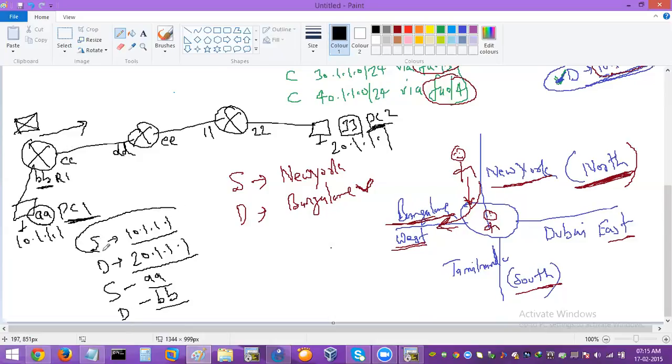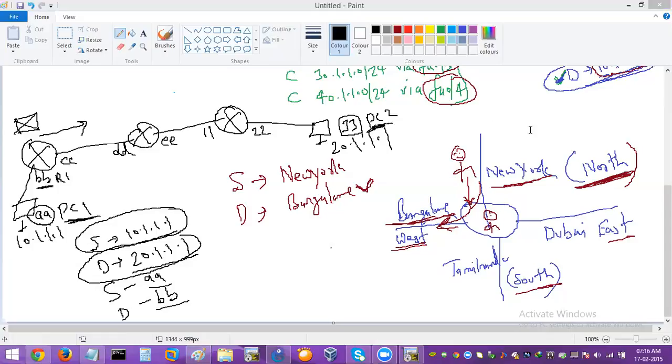Remember, source and destination IP remain the same throughout the communication. Source and destination IP addresses are never going to be changed. Yes, assume true. So source IP and destination IP will remain the same. But what is going to change is the source MAC and the destination MAC, right? You should be clear with this. We are going to remove this AA and put CC as the source MAC address for the local communication between R1 and R2.